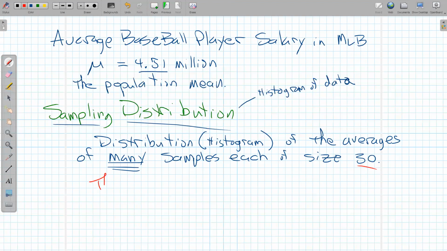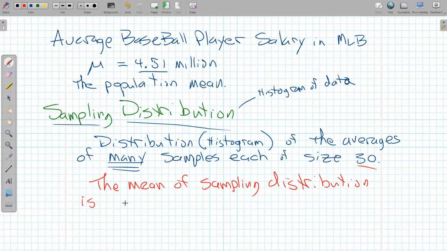So the mean of the sampling distribution is approximately the mean of the population.